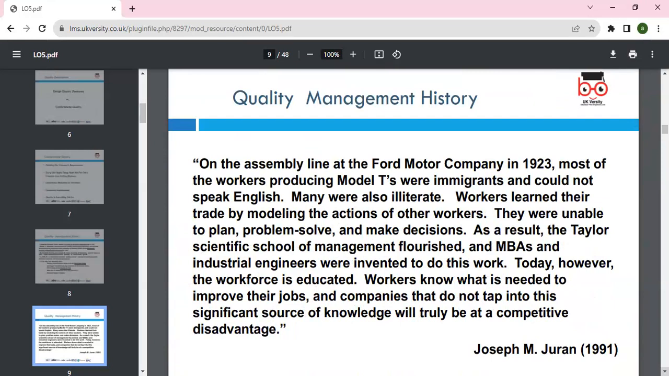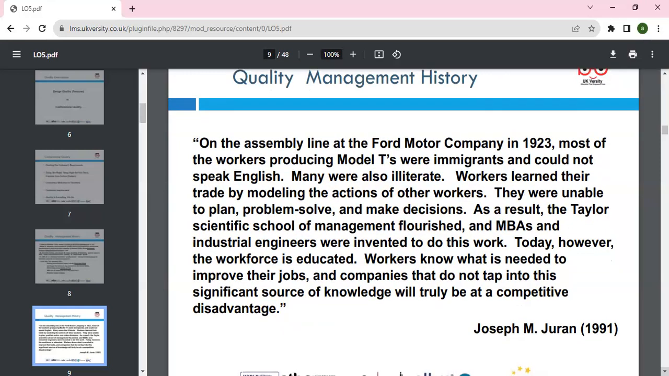In the assembly line at Ford Motor in 1923, most of the workers producing the Model T were immigrants who could not speak English, and many were also illiterate. The workers learned their trade by modeling the actions of others. They were unable to plan, solve problems and make decisions. So Taylor said we need to give training to engineers and staff, and educate them to achieve quality. Otherwise, if you don't have quality, you don't have a competitive advantage.